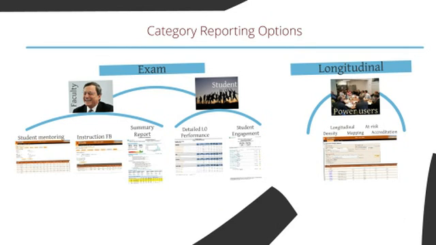Great. So now we understand why we're doing categories. We understand how they link to impacting students and why students get excited to see them. Now, how do you actually use the system to generate these things? So we're going to look at the reporting options for categories.